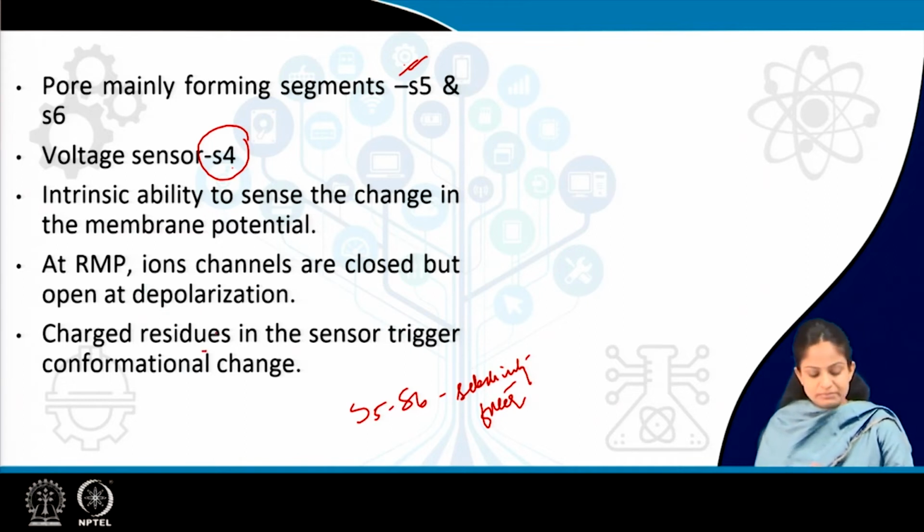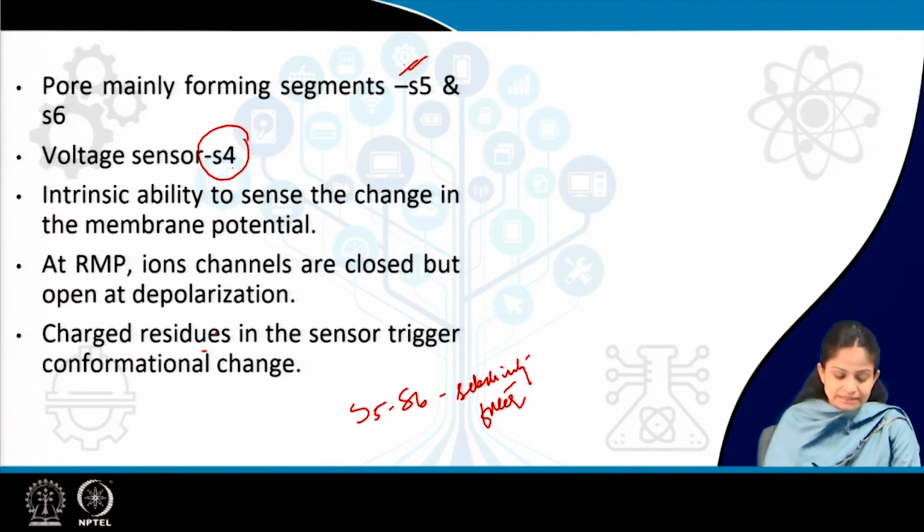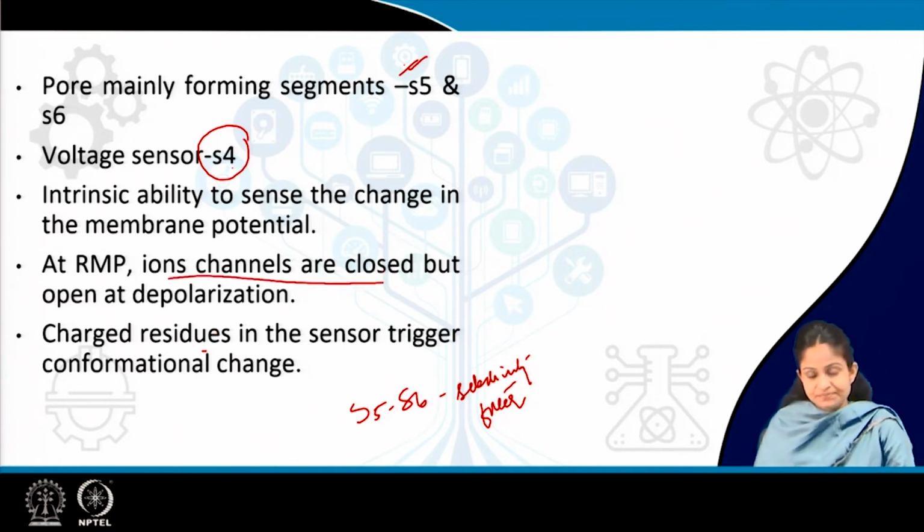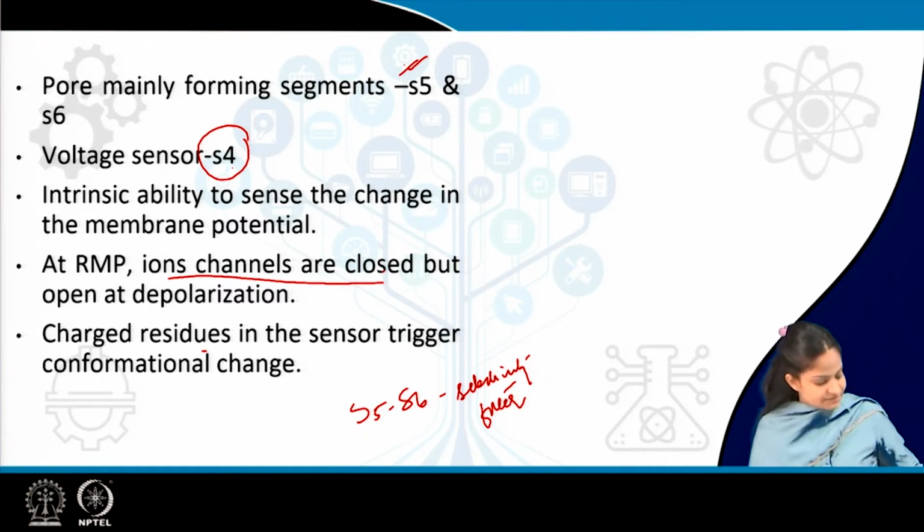Now, one thing we have to remember: at resting membrane potential, which we have already discussed, the potential measured across the cell membrane when the membrane is at rest, for example minus 70 millivolt, or minus 90 millivolt for a cardiac cell, these ion channels are closed. They only open whenever there is a voltage change, that means whenever there is a depolarization. So, this we have to remember.